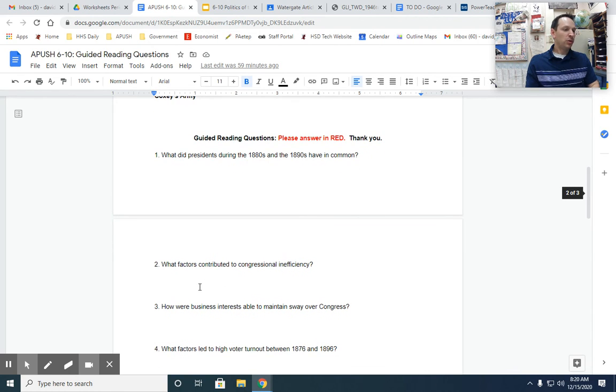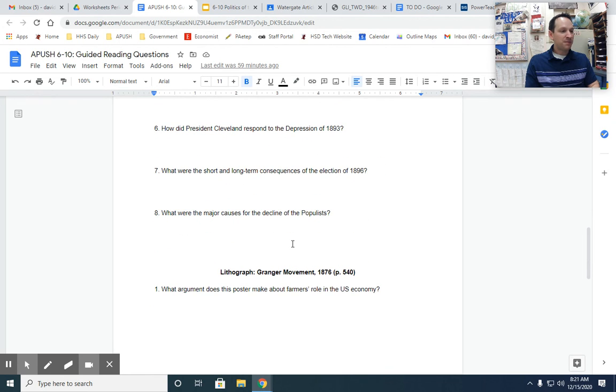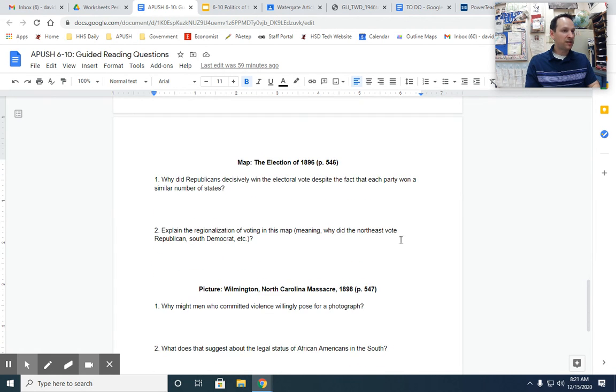I trust that you read the book, and I trust that you answer these questions properly. Just remember, during this time, Congress has more power than the president, but Congress itself, in many ways, is very corrupt. Presidents become less powerful after the impeachment of Andrew Johnson. Farmers having a tough time of it, et cetera.